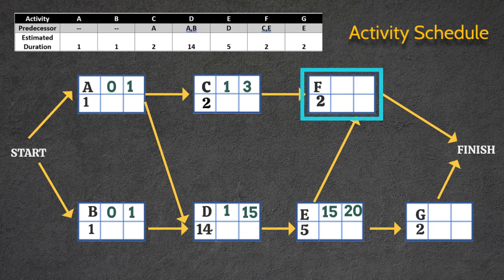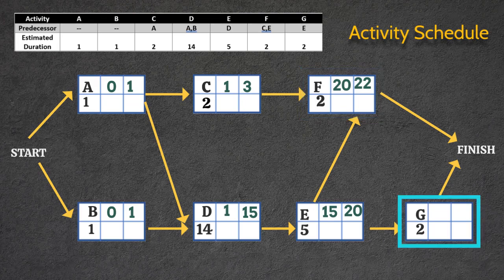Next, activity F has two predecessors, C and D. As mentioned earlier, because this is a forward pass, we will take the highest value from C and D. This means that the earliest start for activity F will be 20. The same concept will apply for calculating the earliest finish time. We will add 2 and 20. This means that the earliest finish time for activity F will be 22.